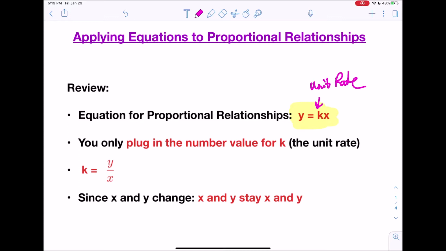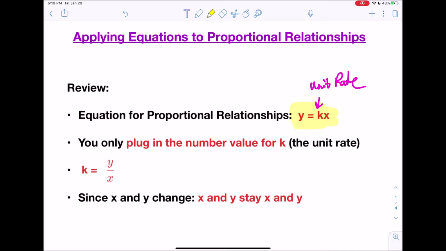Now remember, y and x represent more than one number. So we have to keep them as variables because they do represent more than one number. They change. However, our unit rate is a constant. It stays the same number and it works for all the x's and y's if it's proportional. So that's why we can plug in a number for k, but we need to leave y and x alone.